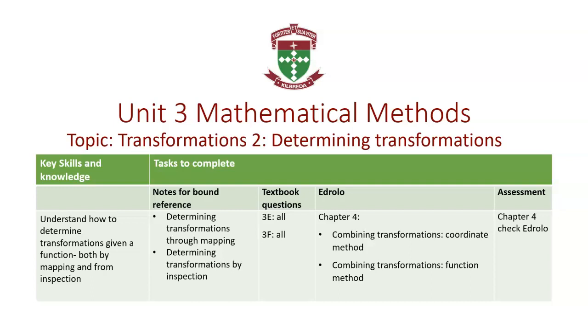So you're given an original function and then the transformed function, and you have to determine what the transformations were. You can do it through mapping, and sometimes you can just do it from inspection, but that's not always the case. So I'll show you both in this video.